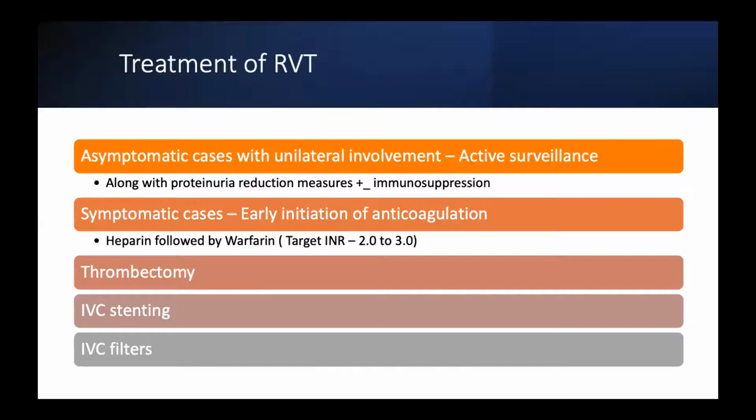And coming to treatment of renal vein thrombosis, these are the various treatment options available. In asymptomatic cases with unilateral involvement, we can opt for active surveillance along with proteinuria reduction measures and immunosuppression as per the histological diagnosis. And in symptomatic cases, irrespective of whether it is unilateral, bilateral, or even if the patient is having hematuria, early initiation of anticoagulation is indicated, and the anticoagulation of choice is heparin followed by warfarin with a target INR of about 2 to 3. And the other options are thrombectomy and IVC stenting, and IVC filters.